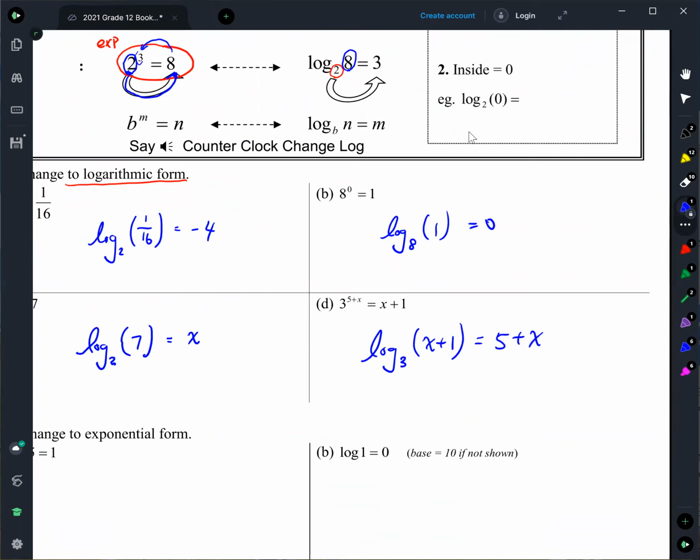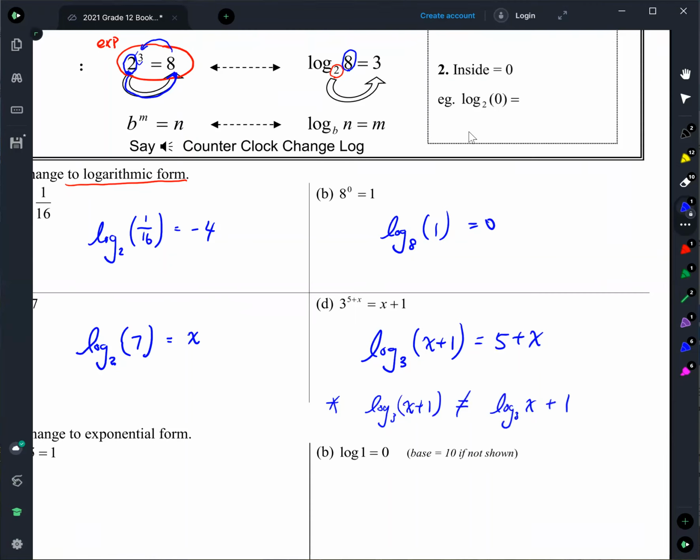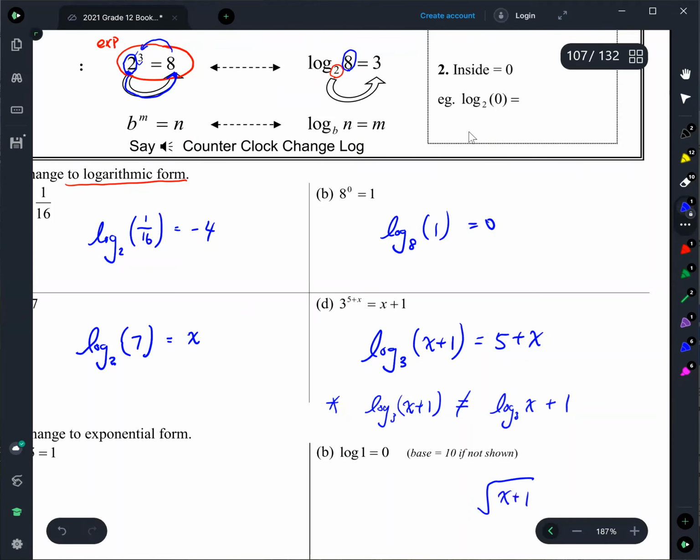The part that's inside the log, okay, this part. Just make a note. Everyone can write this down. Log base 3 of x plus 1 is different from log base 3 of (x plus 1). If there's no bracket, then the plus 1 is not inside the log. Kind of like square root: you have x plus 1 and square root of x plus 1. One is inside the function, one is outside the function. They don't equal each other.